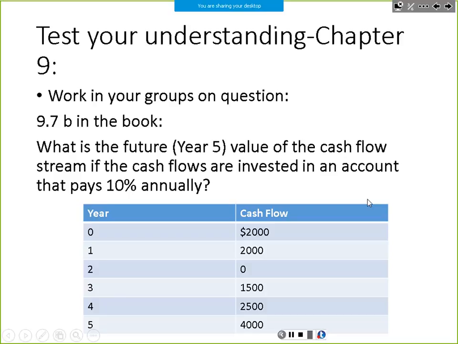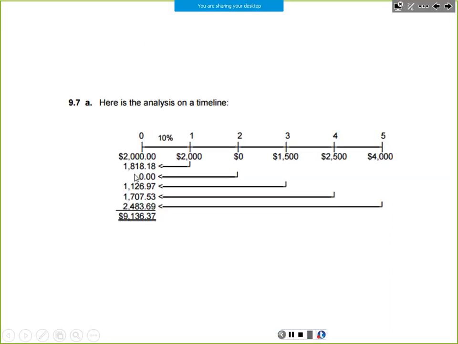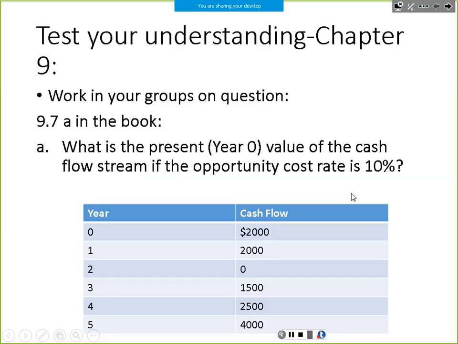If we invest in an account that pays 10% annually. So we were just looking at present value, trying to find present value. Now we're trying to find future value for each one. It's going to look similar to this, but all our amounts are going to be on this side, and we're going to add them together.